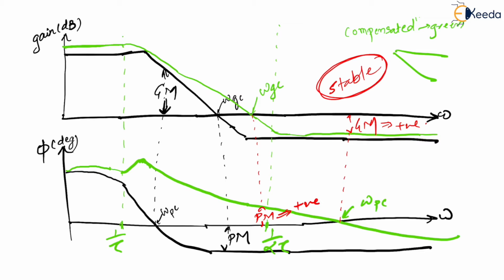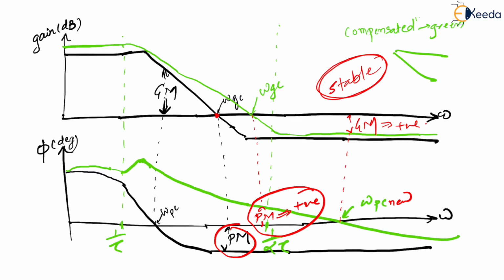A real life example, right? Now, what are a few observations? This is omega PC new, by the way. All are new values, right? Yes. Now, if you just try to observe what has happened, your PM was initially negative and now it has become positive, which means PM has increased, right? Then what has happened here at omega GC? Slope got reduced at omega GC.